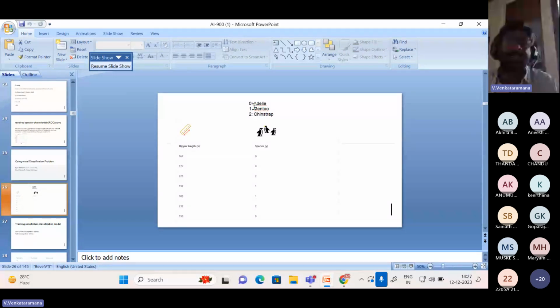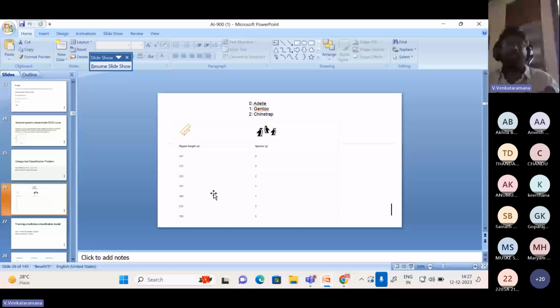If the flipper length is 167, it is a 0, ideally. If your flipper length is 225, it is a 2, that means Chinstrap. If the flipper length is 197, then it is a Gentoo, 1. So this is a multiple classification problem. That means your machine learning model is able to classify which type of penguin it is based on its flipper length. Okay, so this is the data.